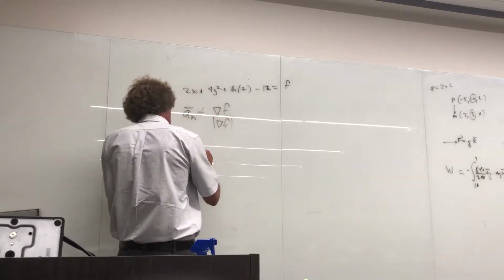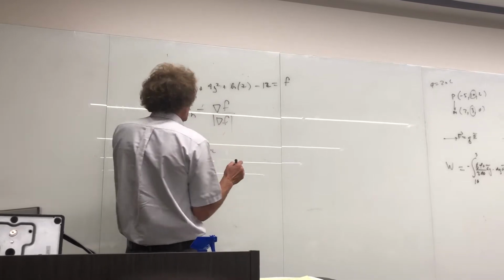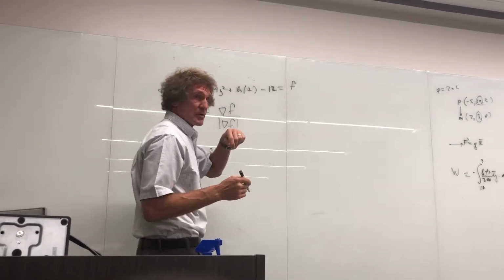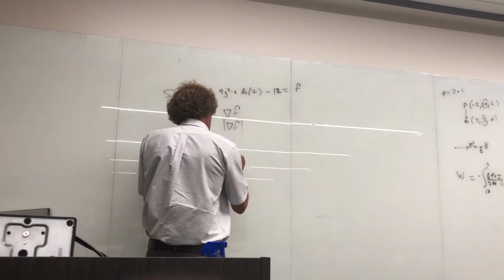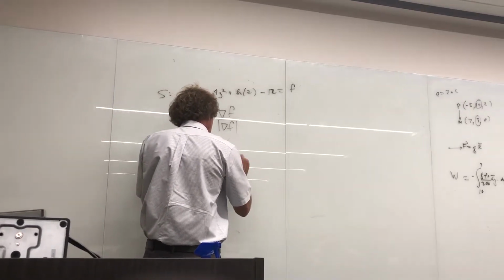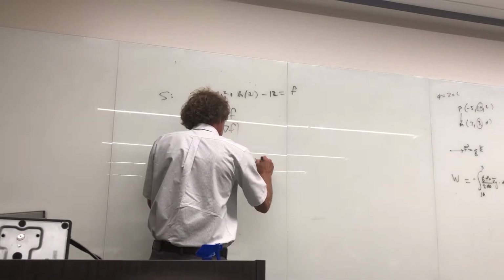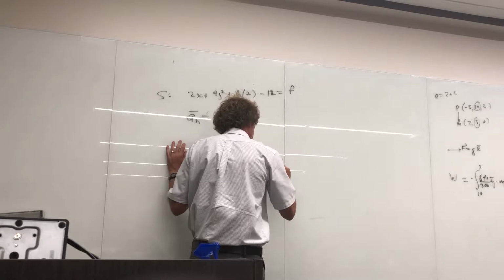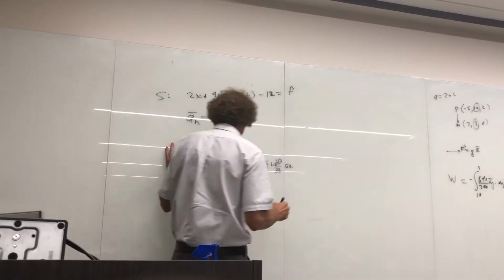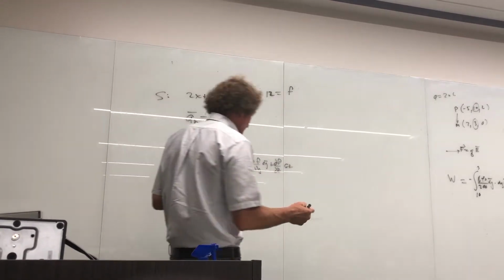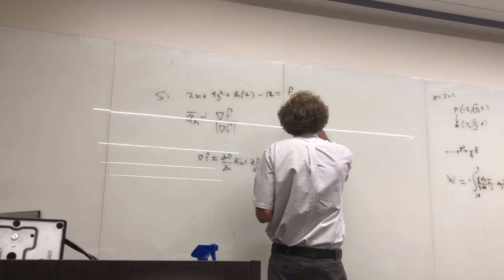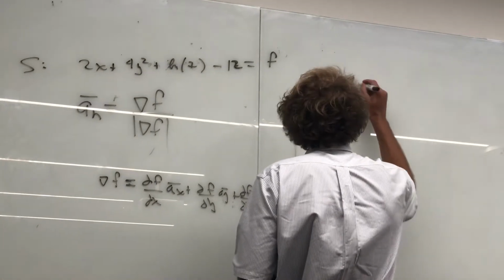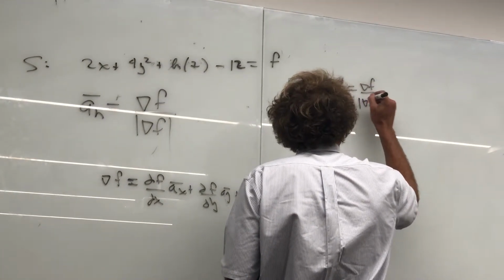So first, what is the gradient of f? Remember how to take a gradient? It's in the back of the book. This is Cartesian coordinates, right? So the gradient of f is just the derivative of f with respect to x, ax, plus the derivative of f with respect to y, ay, plus the derivative of f with respect to z, az. That's all it is. So if I come up here, a normal is equal to the gradient of f over the magnitude of the gradient of f.